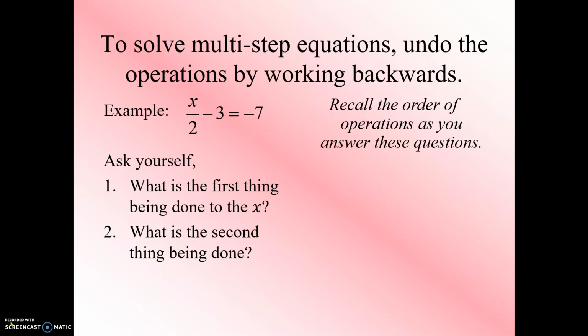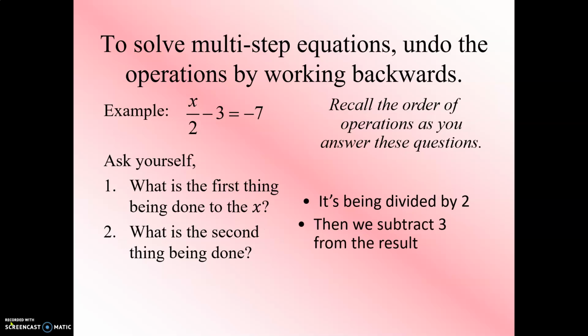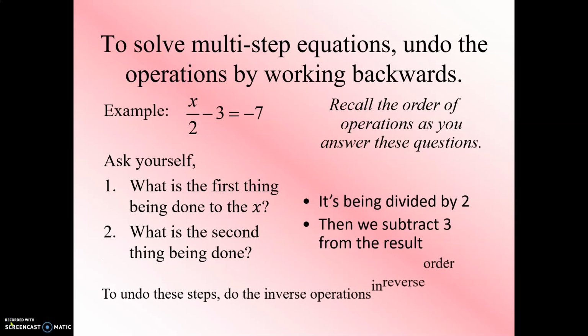If you knew what x was, what would you do first, and what would you do second to that number x? Well, it's being divided by 2, and then we subtract 3 to get the result. So, to undo that, since we don't know what x is, we want to do the inverse operations in the reverse order. We've got to work backwards.